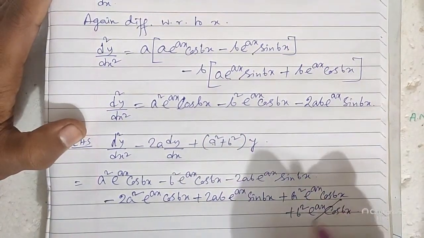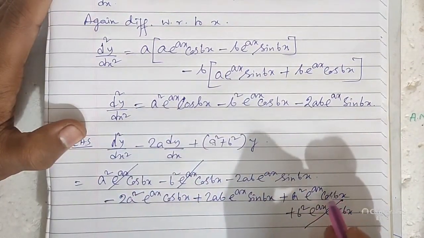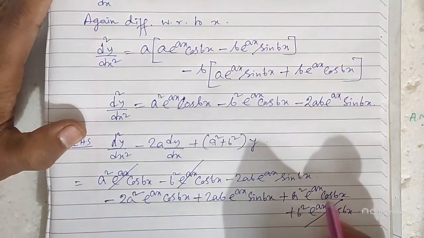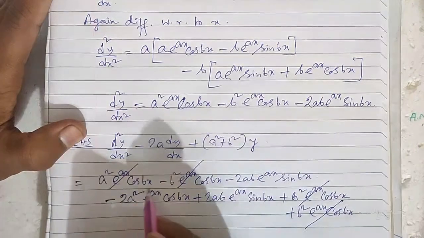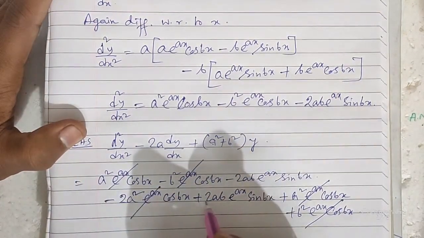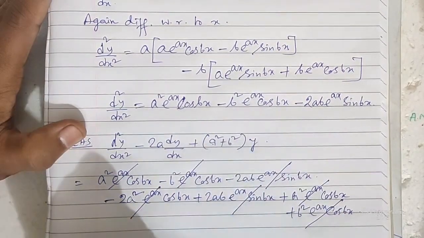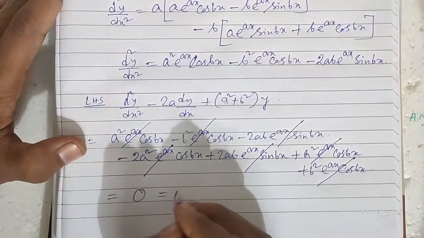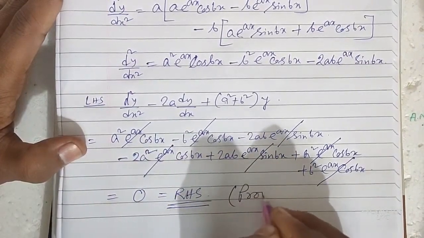Now check: this plus, this minus cancel; here plus a square e to the power ax cos bx, a square e to the power ax cos bx, that is 2a square e to the power ax cos bx. So these two will cancel with this, minus 2a square e to the power ax cos bx, plus 2ab e to the power ax sin bx and minus 2ab e to the power ax sin bx. So everything cancelled and becomes 0, and this is given in RHS. So LHS equals RHS, proved.